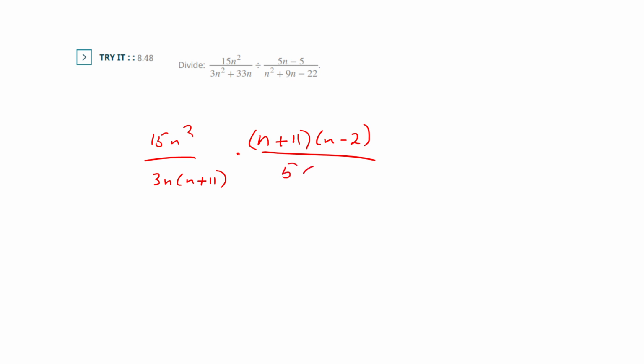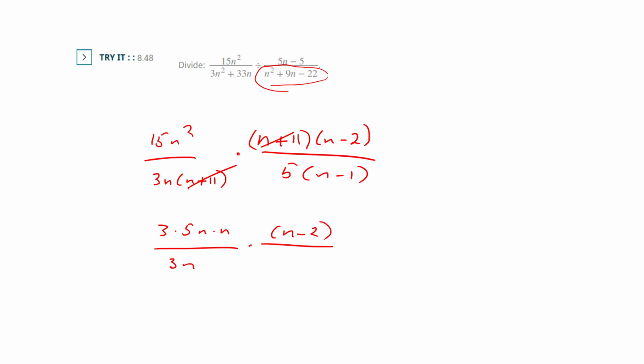So all I've done here is I've turned this up, kept it, changed it to multiplication, flipped this one upside down, and I went ahead and factored it. So this is the factorization of that. Okay, now we've got some things to cancel. I should probably do this so it makes more sense. So here's what I've got left. I'm going to cancel this stuff out here in just a second.